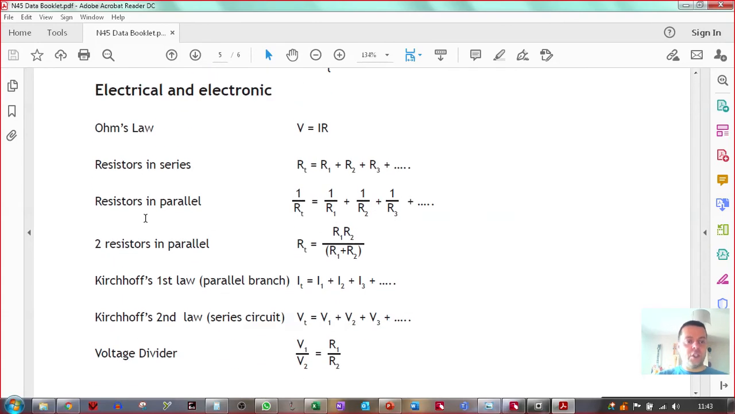We're only going to focus on everything except the voltage divider just now, right? We'll just focus on these. How do we rearrange these equations? So let's start off with Ohm's law, which is voltage equals current times resistance.